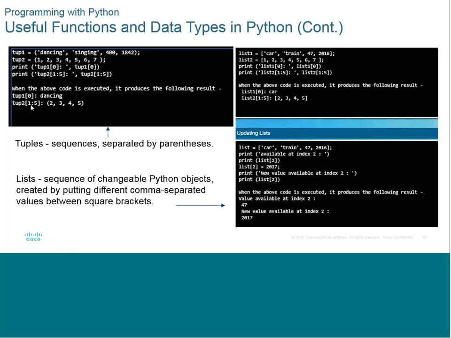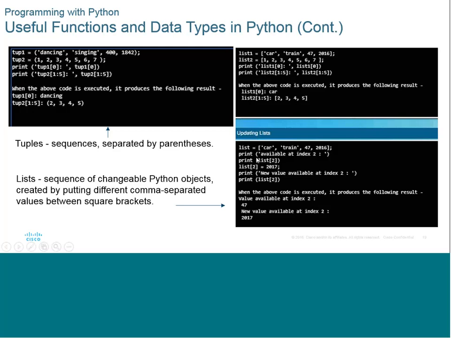Similarly, list is also one of the data types used in Python. We have given list 1 is car, train, 47, 2016, and list 2 is 1, 2, 3, 4, 5, 6, 7. Print list 1 of 0, and list 2 of 1 colon 5. When the above code is executed, what will be the result? This is 0, 1, 2, 3, so list 1 of 0 is car. And list 2 of 1 colon 5 will be 2, 3, 4 and 5.